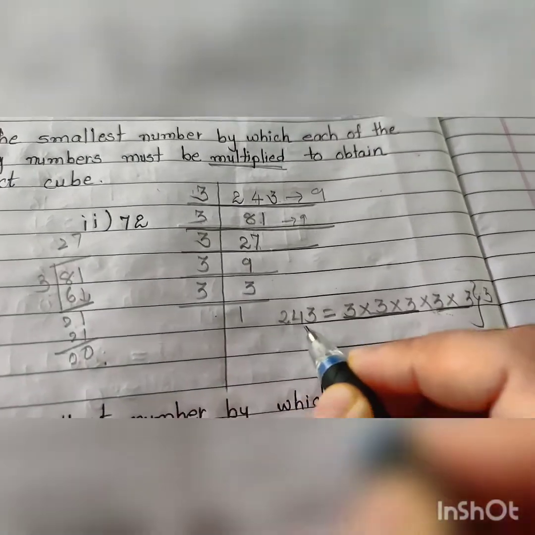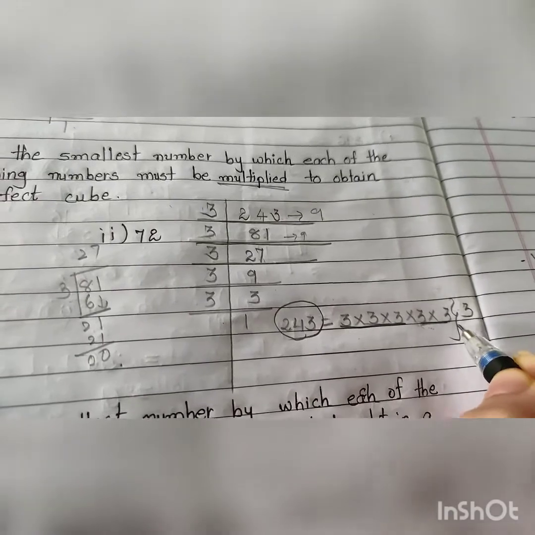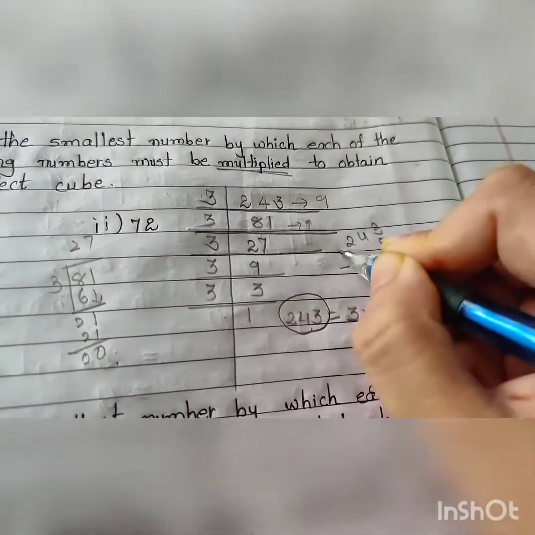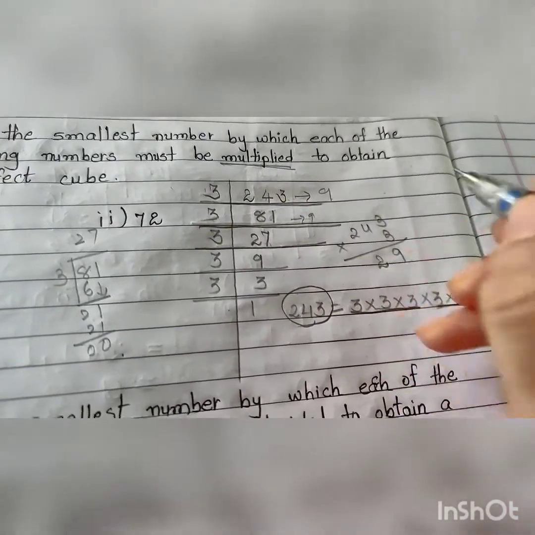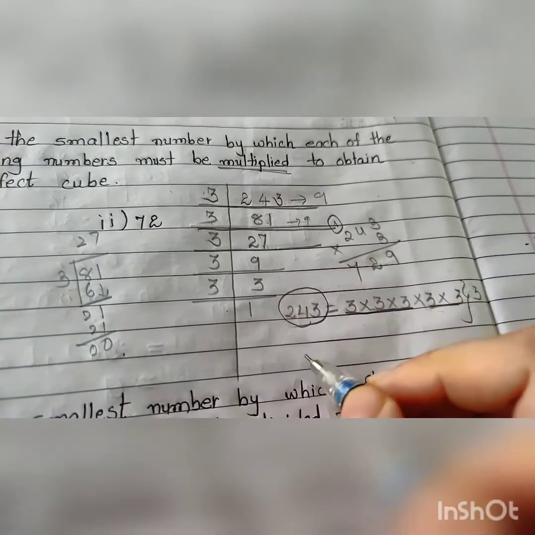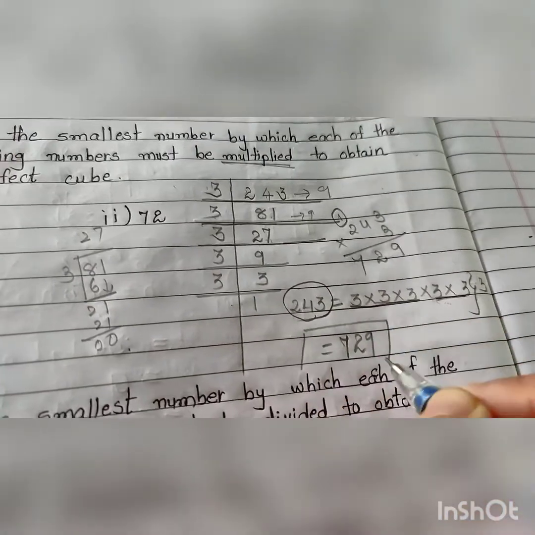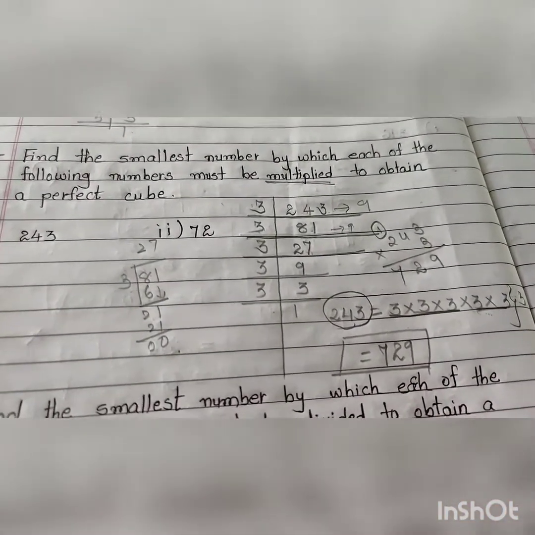Means this 243 should be multiplied by 3 to make it a perfect cube. So 243 multiplied by 3. 3 3s are 9, 3 4s are 12, 2 down 1 up, 3 2s are 6 plus 1, 7. So here we got the perfect cube number, that is 729. Understood?